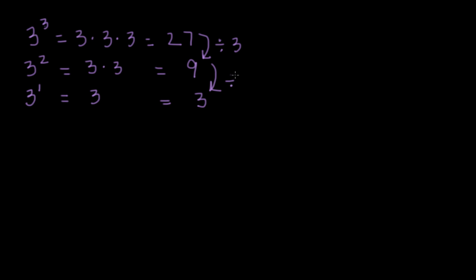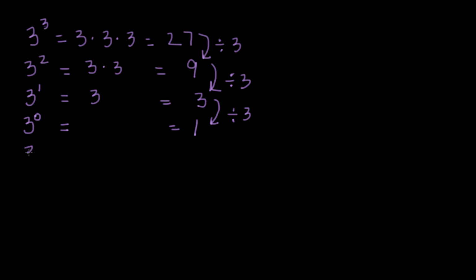So, if we decrease the power once again and we go to 3 to the power of 0, and we continue with that pattern, we're taking that 3 and now we're going to divide by 3. So 3 divided by 3 is 1. When you have a non-zero number to the power of 0, that is going to be 1.